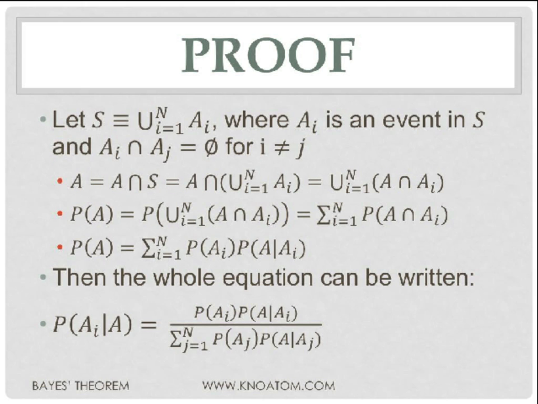which is that the probability that the hypothesis Ai is true given evidence A equals the probability of Ai times the probability of A given Ai over the summation from j equals 1 to n of the probability of Aj times the probability of A given Aj.